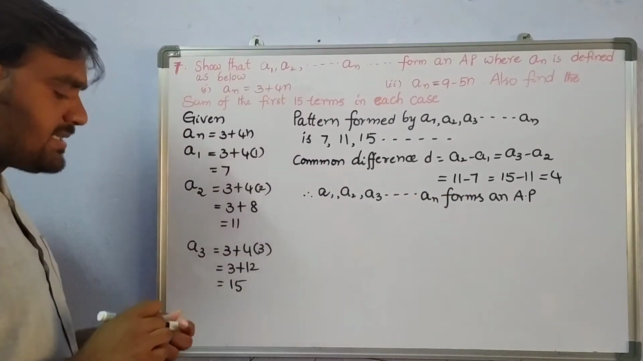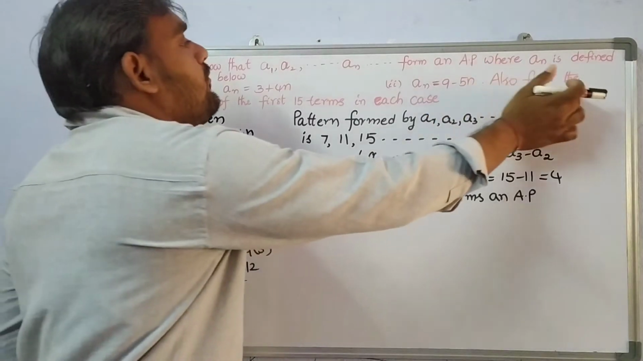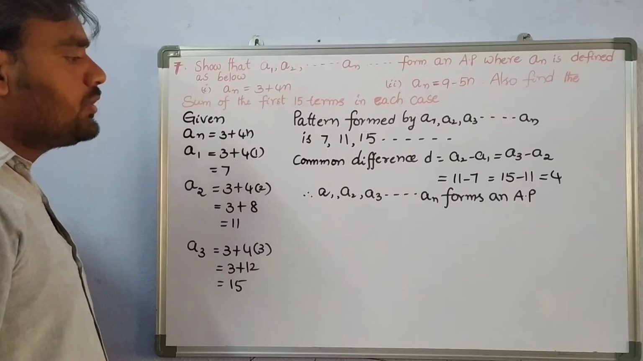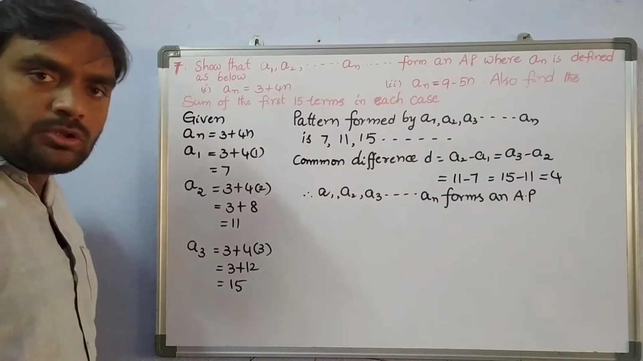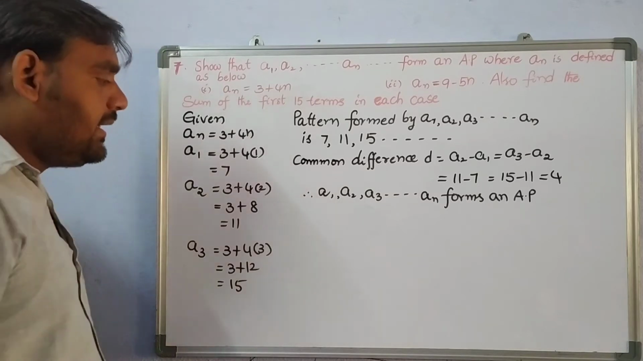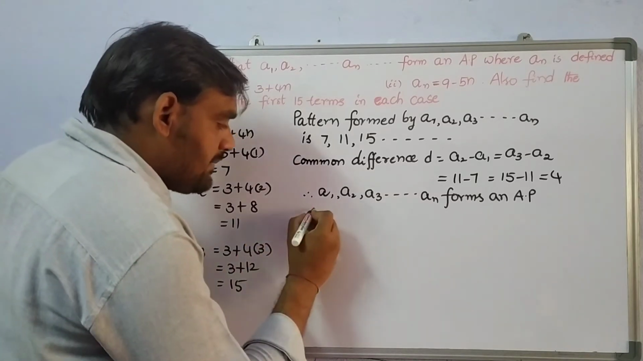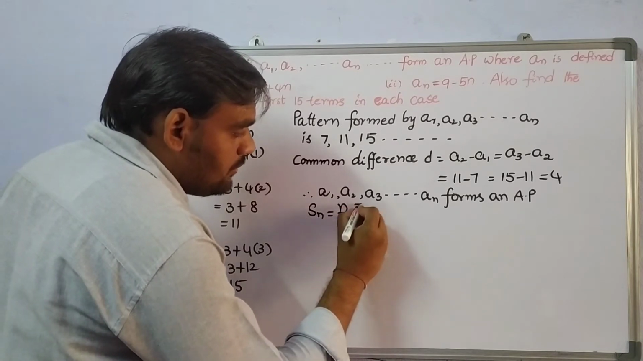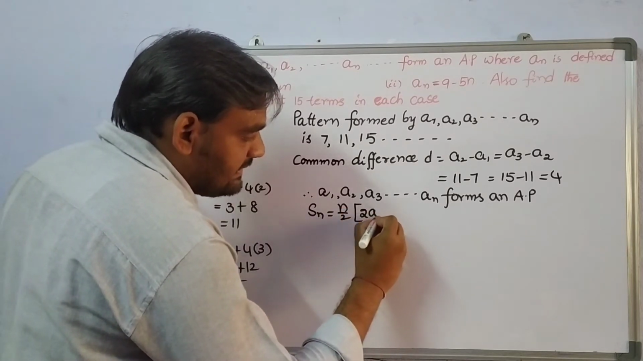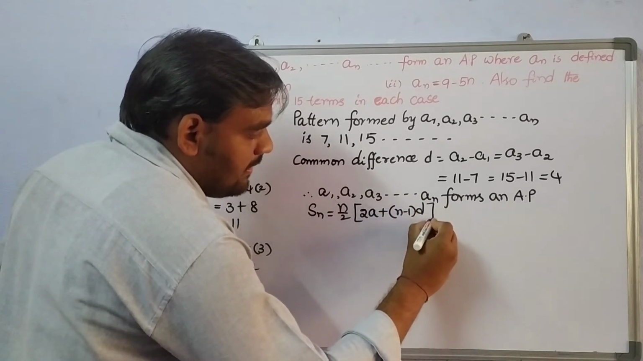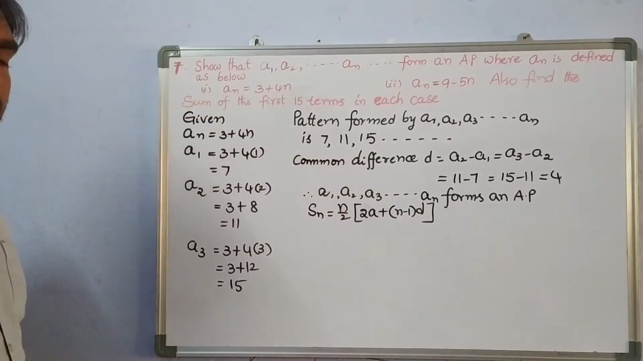After that, they ask us to also find the sum of the first 15 terms in each case. So we all know that Sn is equal to n by 2 into 2a plus n minus 1 into d. Here, the sum of n terms, what is the formula? Sn is equal to n by 2 into 2a plus n minus 1 into d. This is the formula to find the sum of n terms.